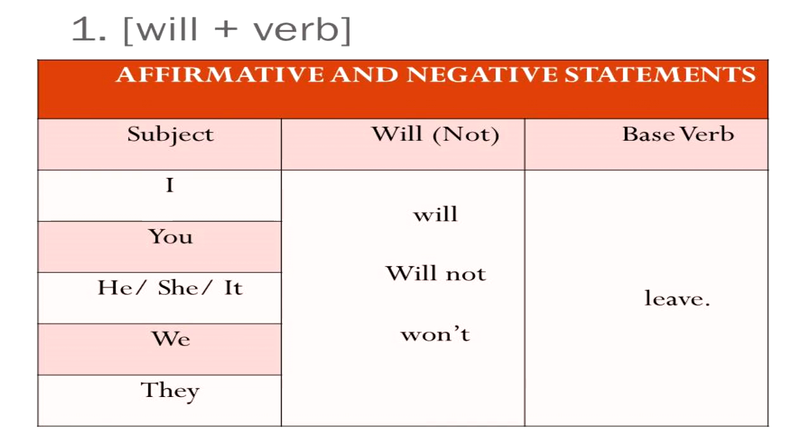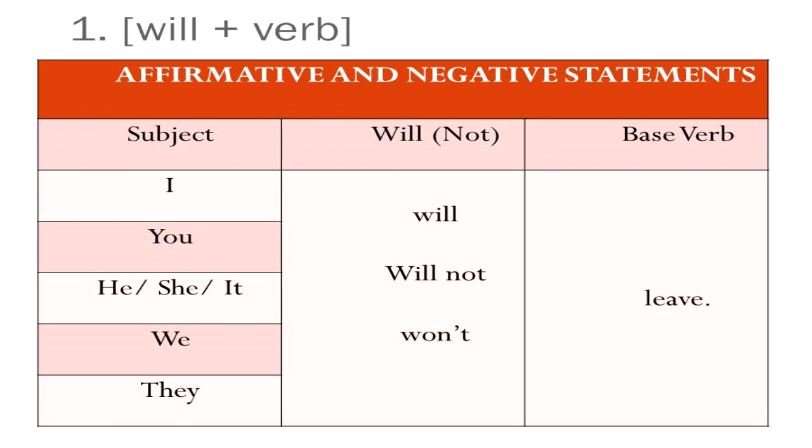Let's look at the sentence. I will leave. You will leave. He, she, or it will leave. We will leave. They will leave. Simple. If it's negative, it would be I will not or won't leave.